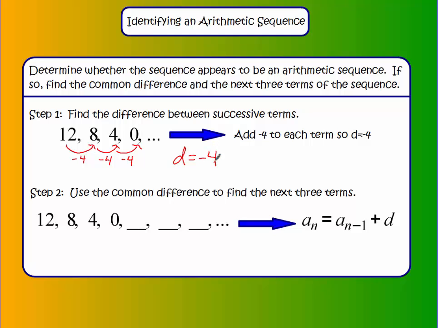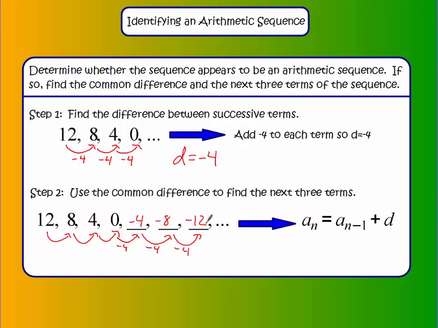So how does that help me? Well, I could find the next terms if I wanted to. I went minus 4, minus 4, minus 4. So from 0, I would have to subtract 4, and I would get negative 4. And from negative 4, I would have to subtract 4, and I would get negative 8. And from negative 8, I would have to subtract 4, and I would get negative 12.